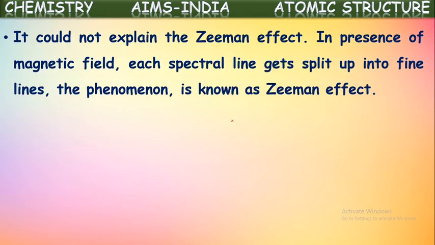It could not explain the Zeeman effect. It is one of the limitations or drawbacks in Bohr's theory. In the presence of a magnetic field, each spectral line gets split up into fine lines. This phenomenon is called the Zeeman effect. Actually, when these spectral lines are passed through a magnetic field, then these lines further split into fine lines. The splitting of spectral lines in the presence of a magnetic field is called the Zeeman effect. This could not be explained by Bohr's theory.